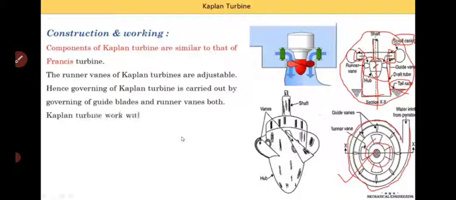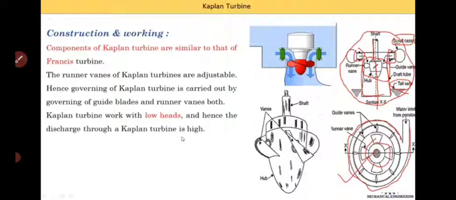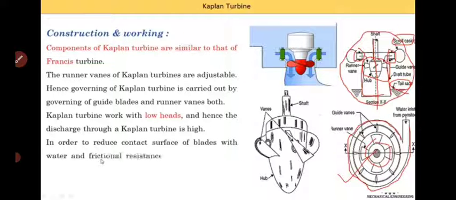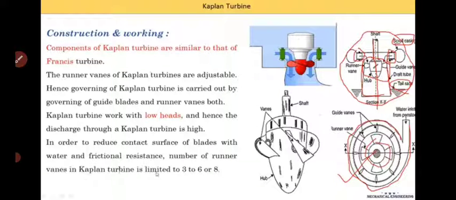The next point is that the Kaplan turbine works with low head, hence the discharge for the Kaplan turbine is high. Means Kaplan turbine is used for low head, and the discharge, meaning the water quantity required, is high. In order to reduce the contact surface of a blade with water and frictional resistance, the number of runner vanes in a Kaplan turbine is limited to 3 to 8 or 3 to 6. That is a smaller number of vanes compared to the Francis turbine, which means it has a low friction coefficient.